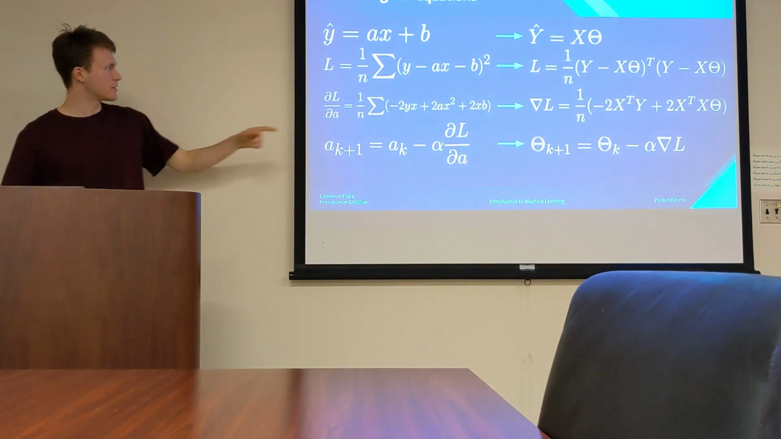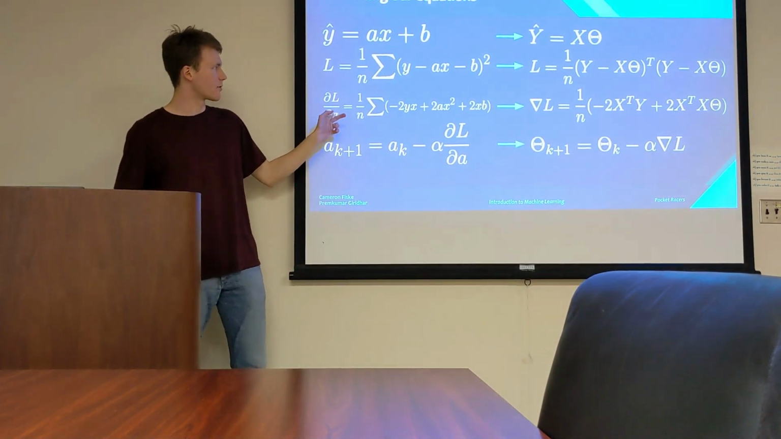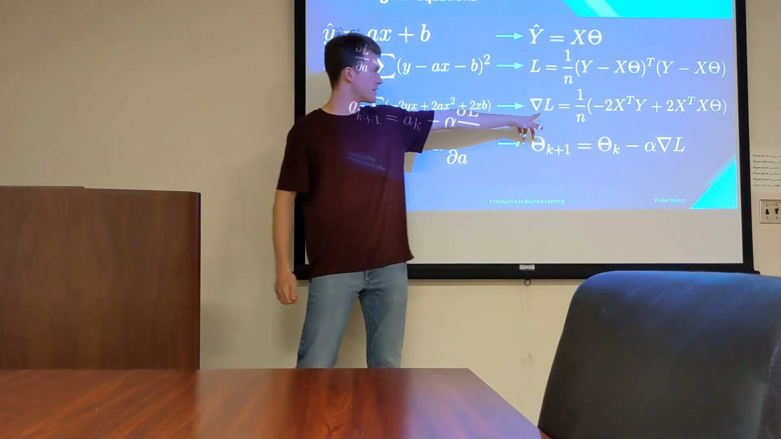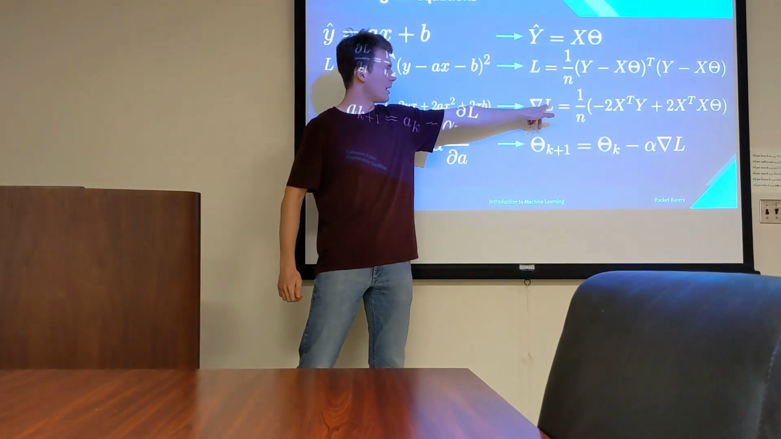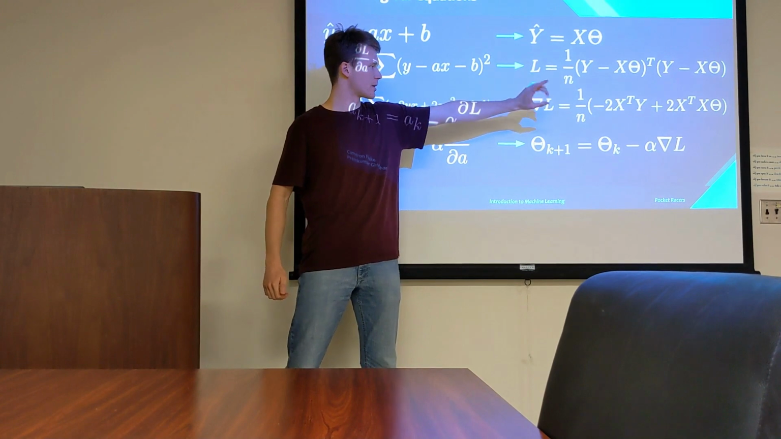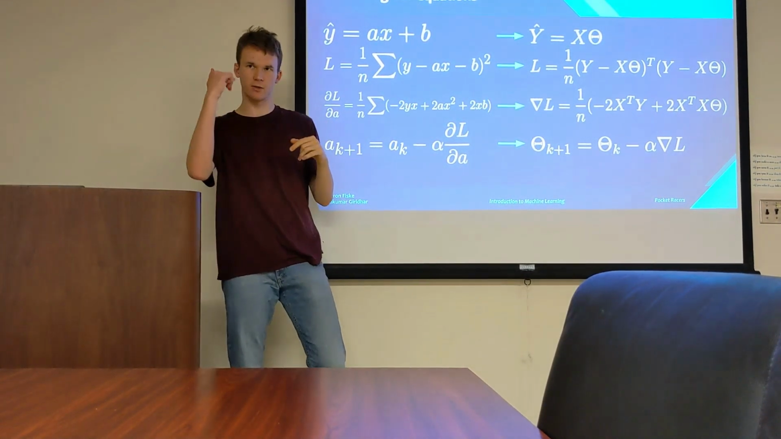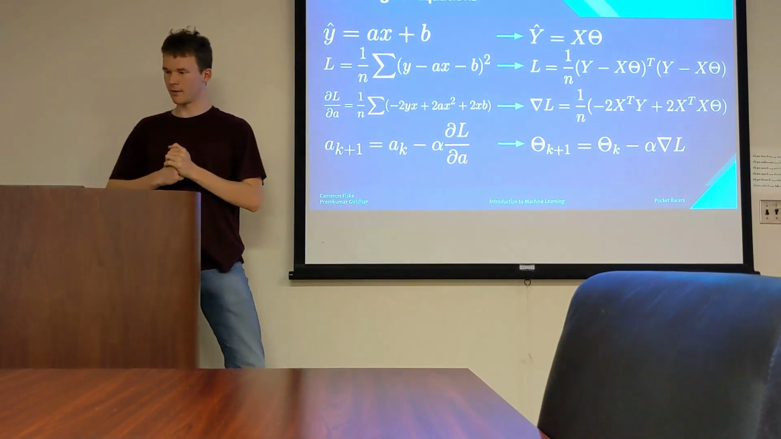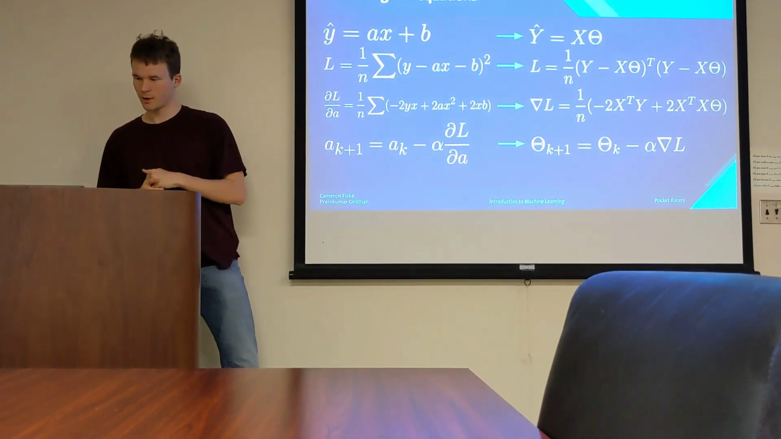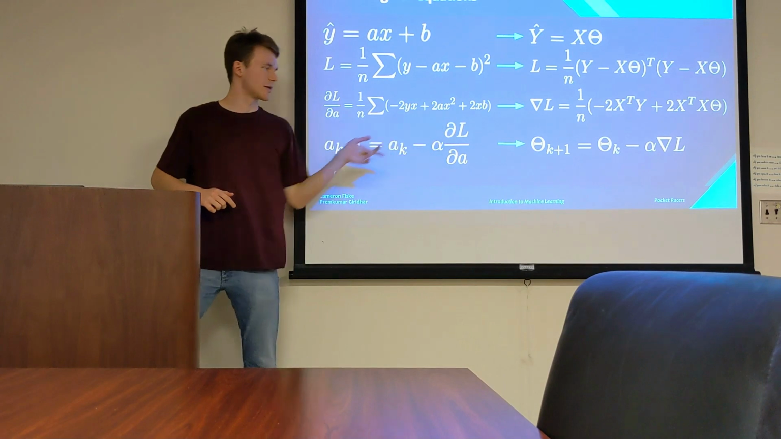And then these are the gradient. It can be rewritten as this, and this is going to be a vector where each entry is a partial derivative with respect to one of the weights in theta. And then this is just the same.